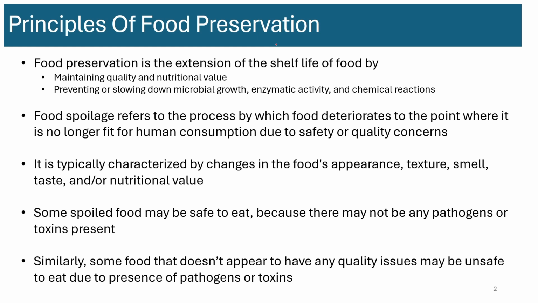It generally refers to the technologies that are used to prevent food spoilage so as to extend the shelf life of food. And by that I mean improving or maintaining the quality and nutritional value and preventing or slowing down the microbial growth, enzymatic activity, and chemical reactions. So those are the main ways food gets spoiled. So preventing the spoilage and then maintaining quality and nutritional value.